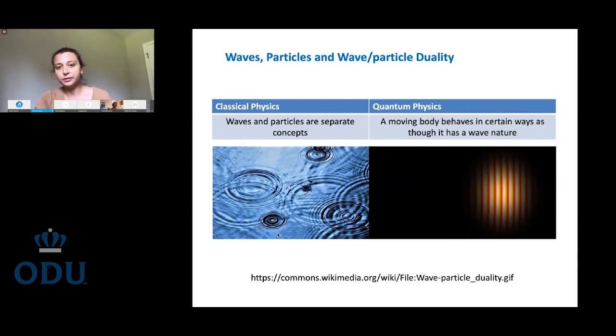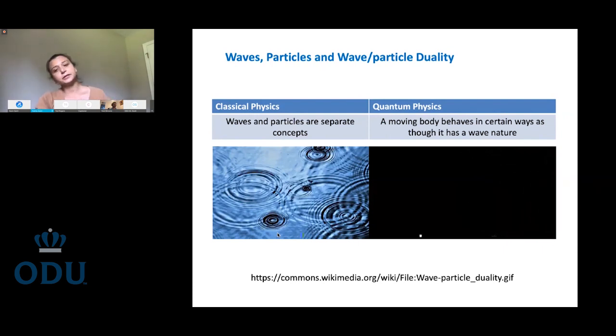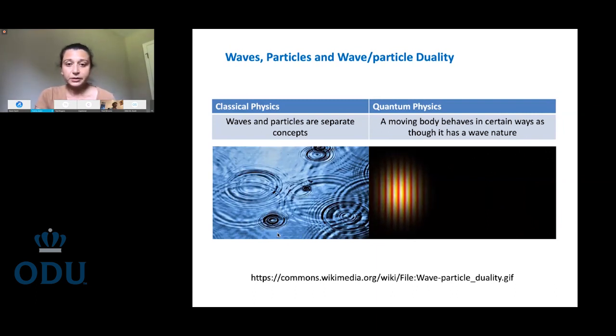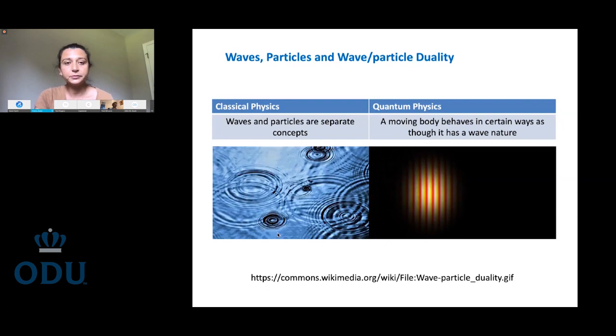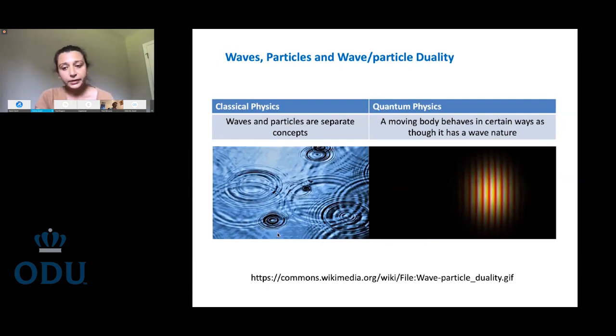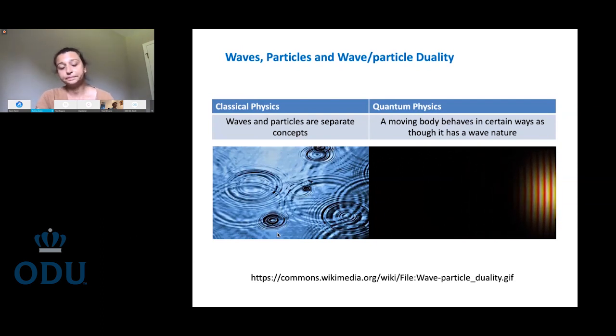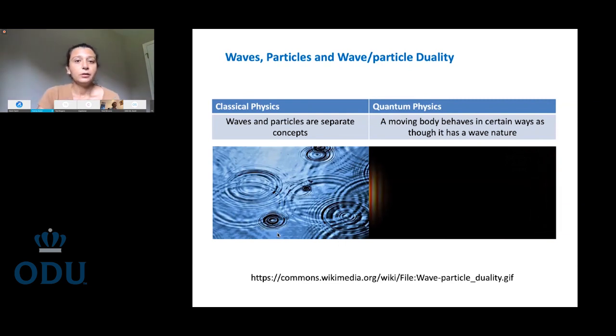But when we go to the microscopic world, there is no such distinction. There are no separate waves and particles. There is a wave-particle duality. For example, we say electrons are particles because they have localized charge and mass, but it's also correct to interpret a moving electron as a wave.